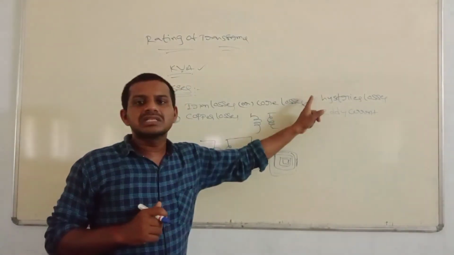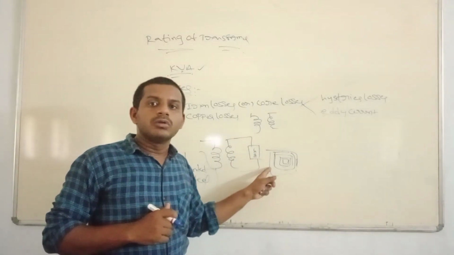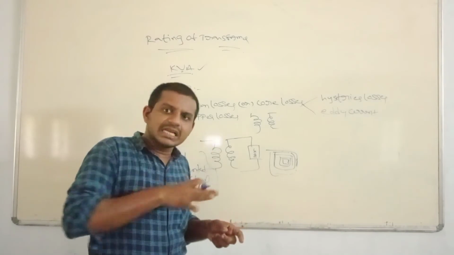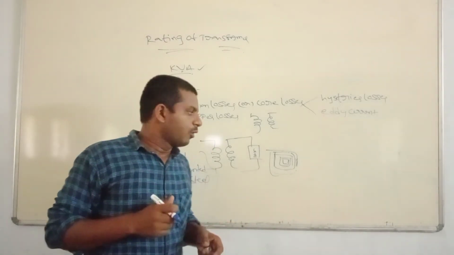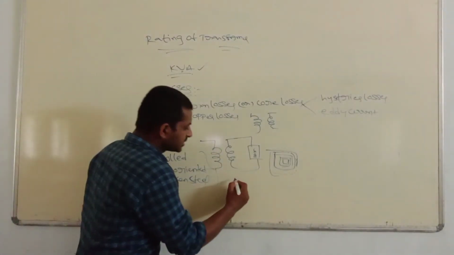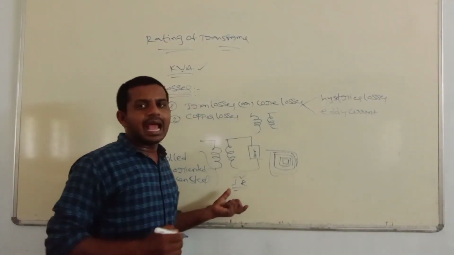But the iron loss is constant here, while the copper loss is proportional to the load. With the changing of load, the copper loss also increases. Because the copper loss we indicate as I square R losses.